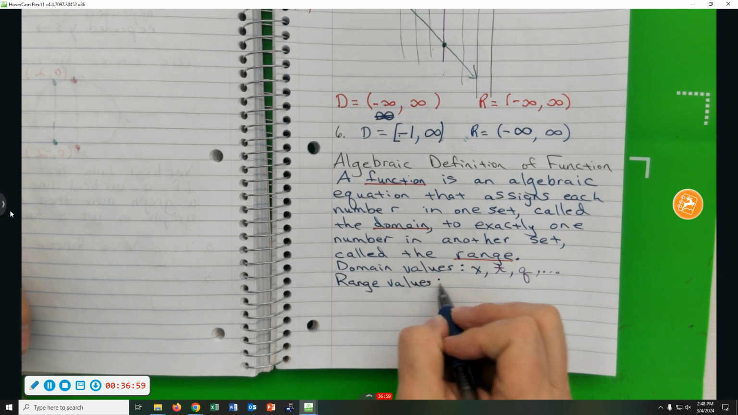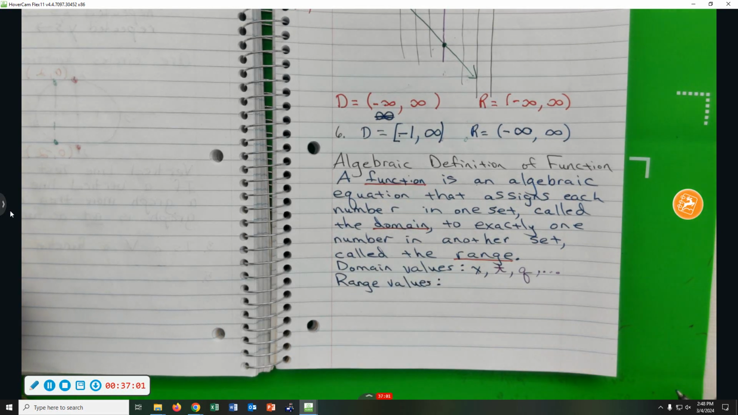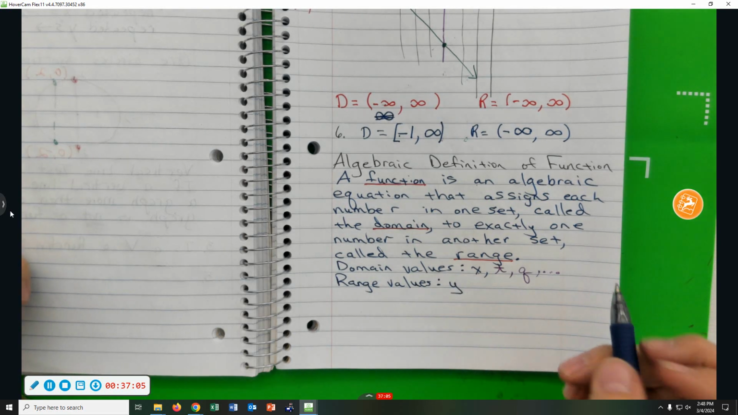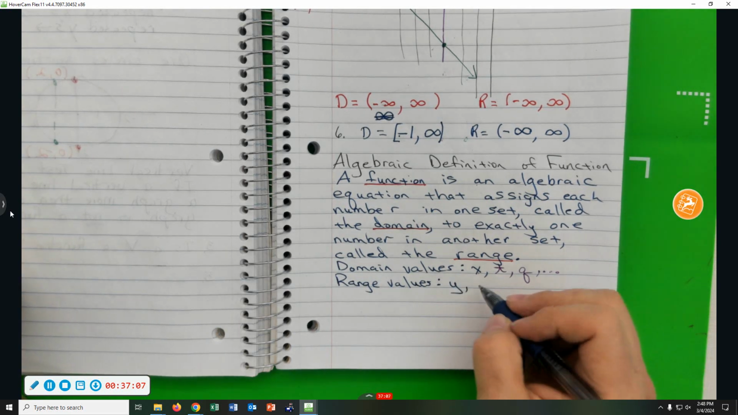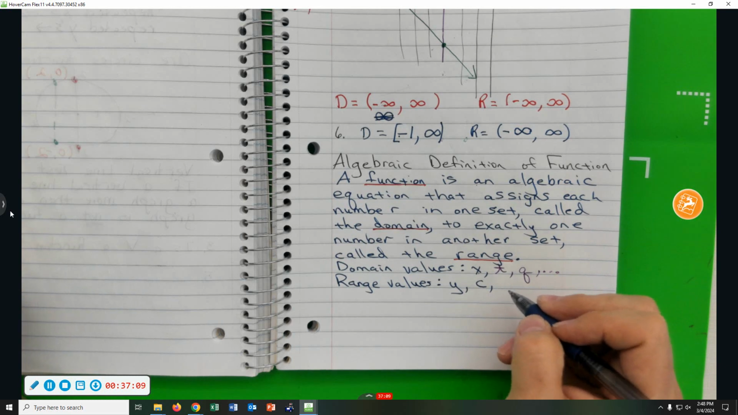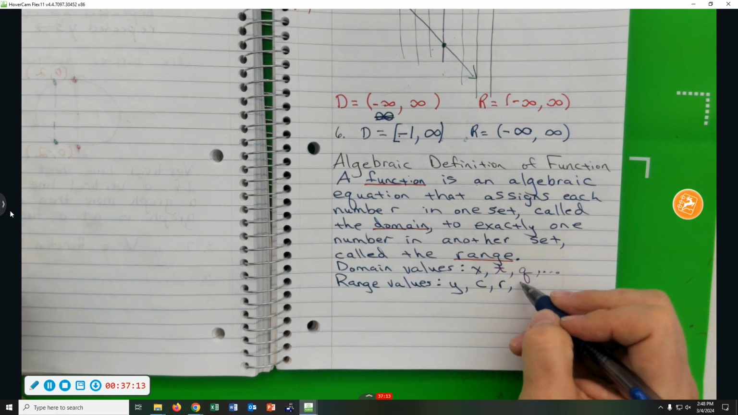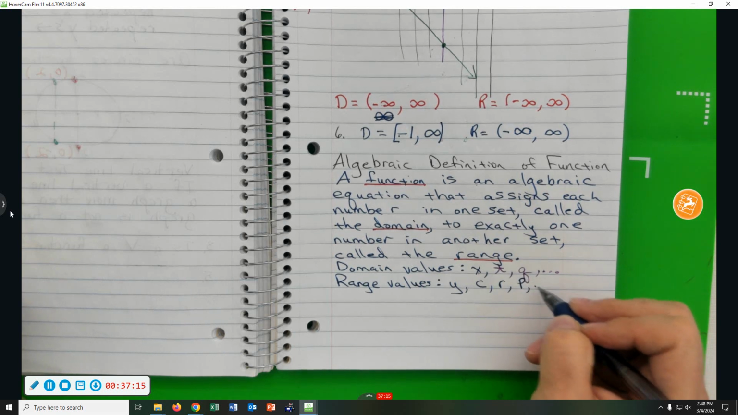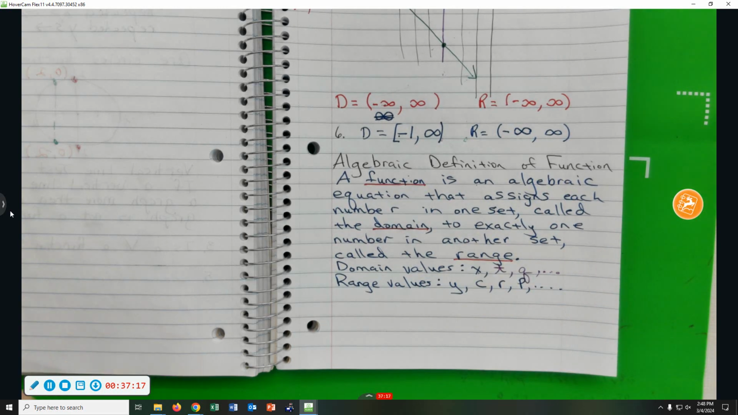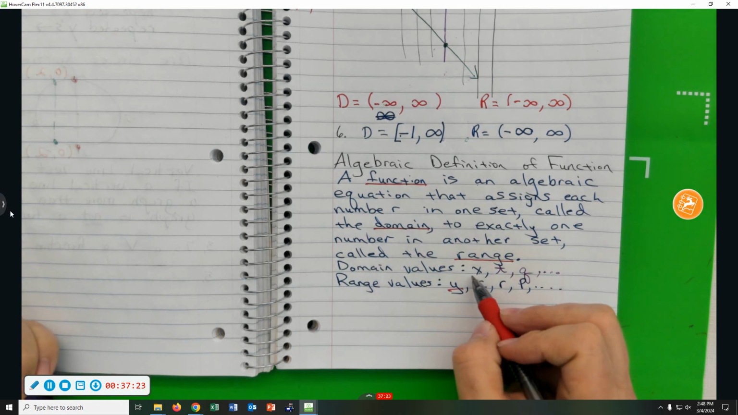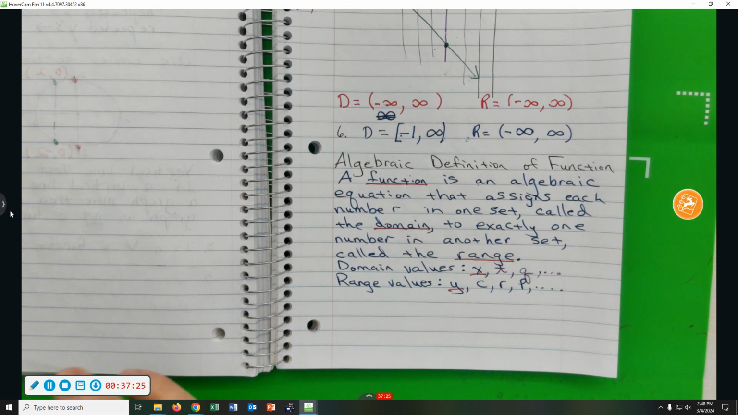As for range values, what letter do you think is the most common variable used for range values? That's the y value, but once again, we can use anything. I use C for cost functions. I use R for revenue functions. I use capital P for profit functions. It could really be anything, but as I said, the most common range variable is y. The most common domain variable is x.